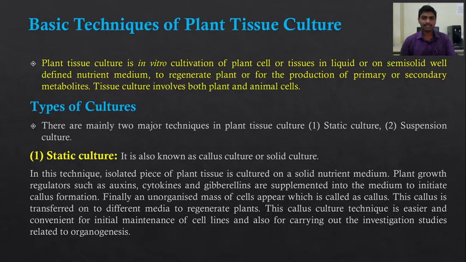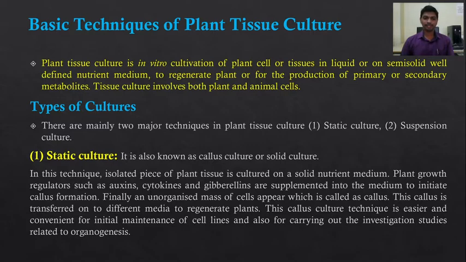The parts of the plant are the shoot and root. Whole plant regeneration consists of the development of aerial shoot and primary roots from the callus. For this, the callus is transferred onto different culture media to regenerate the plants. This callus culture technique is easier and convenient for initial maintenance of cell lines and also for carrying out investigation studies related to organogenesis. Organogenesis means the development of organs, or the formation of organs. Genesis means development.